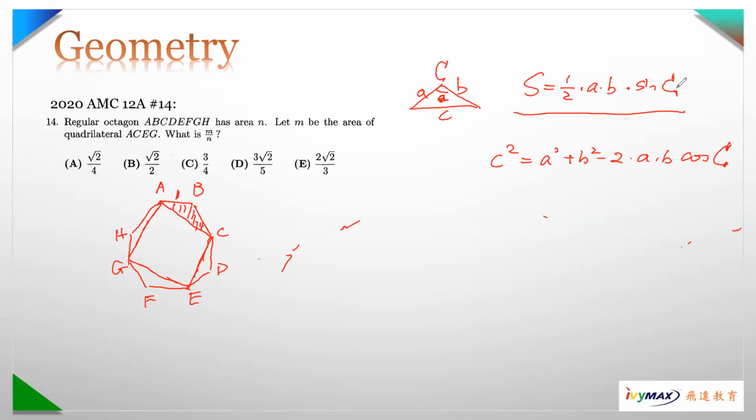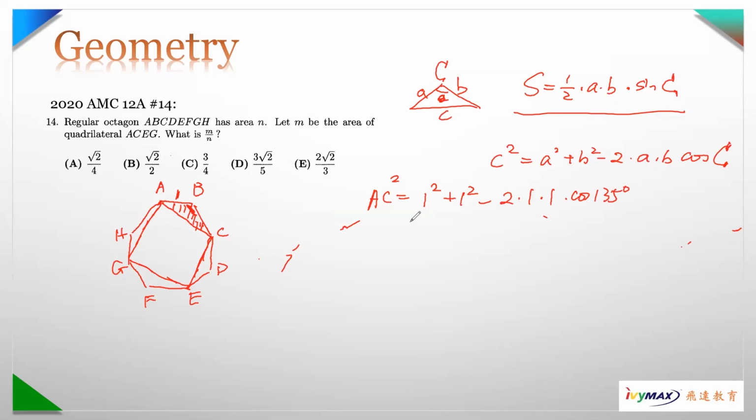Based on that, first of all, we can find the length of AC. We use the law of cosines: AC squared equals 1 squared plus 1 squared minus double 1 times 1 times cosine of this angle. Based on the property of the regular octagon, this angle should be 135 degrees.